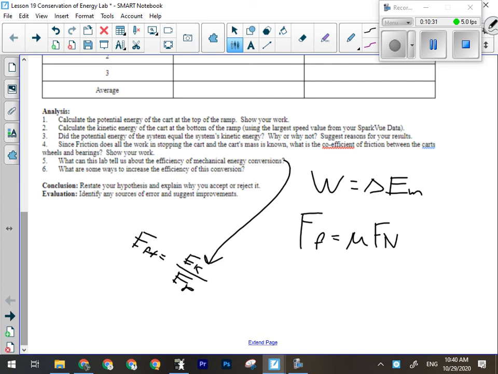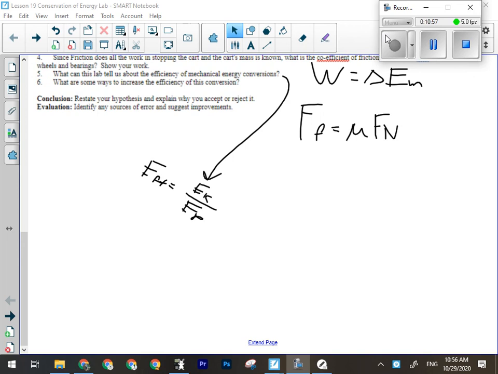Then you got your conclusion. Copy paste your hypothesis, talk about your analysis and why it accepts or supports or refutes, and then 2 sources of error and ways to fix them. All right, questions on that? All right, ramps and carts are over on the side there. The plastic ramps are on the desk. The wooden ramps are on the cart. Carts are on the top shelf of the big red cart there.